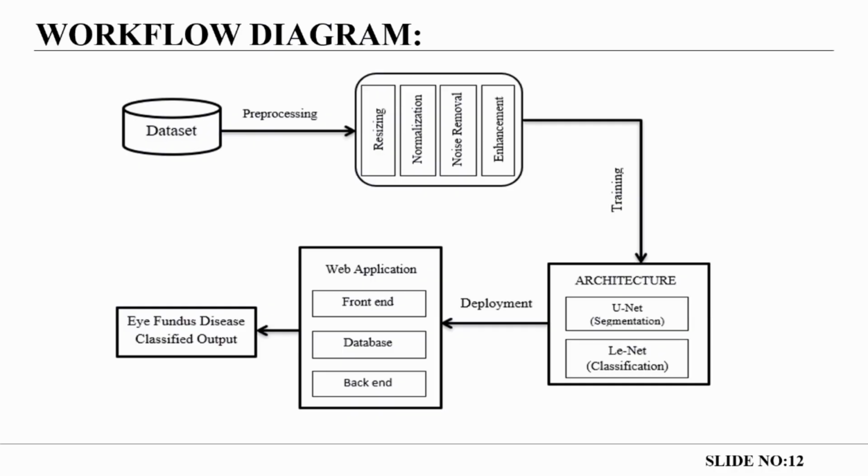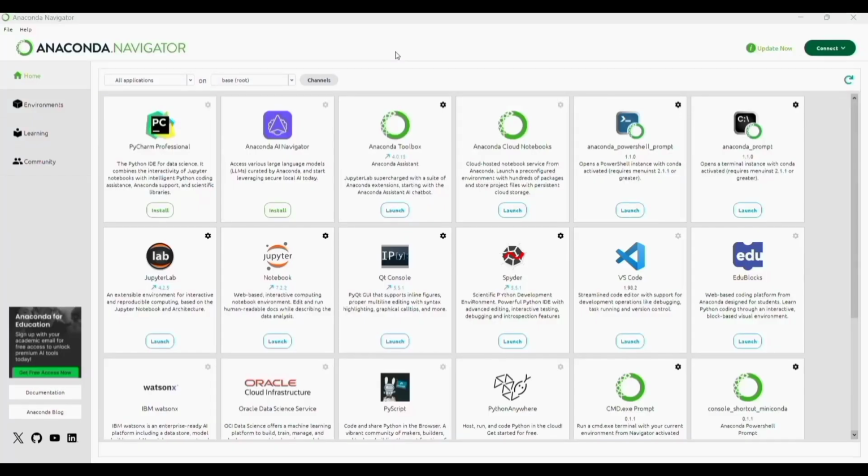The second tool is Anaconda. Anaconda is a package and environment manager used for handling dependencies and running Python programs smoothly. It helps in managing different libraries like TensorFlow, Keras, NumPy, and OpenCV, which are essential for deep learning. It ensures that all software components work together without compatibility issues. By combining these advanced technologies, our system achieves high accuracy, fast processing, and an easy to use interface.